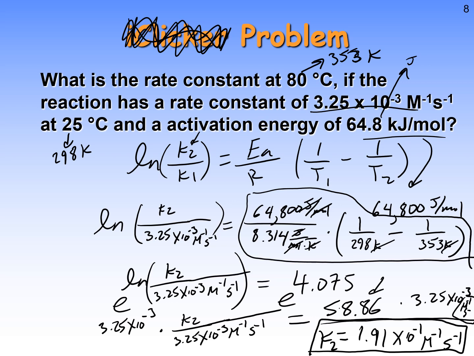Now it's bigger than the other one, which we should expect because we have it at a much higher temperature, right? 80 degrees versus 25. So we should have expected a bigger number. We got one, and that's good news.